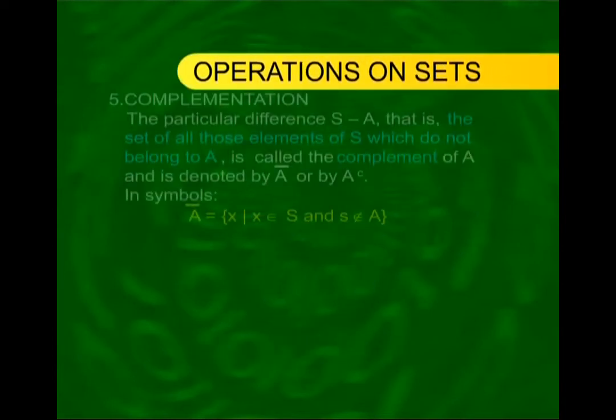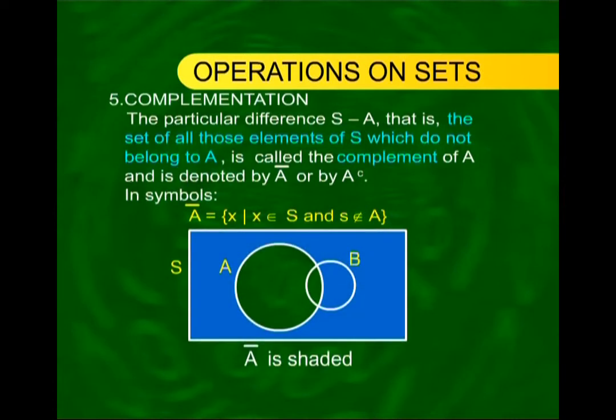And the last concept in this regard is that of complementation. The particular difference S minus A, that is the set of all those elements of S which do not belong to A, is called the complement of A, and it is denoted either by A bar or by AC. Symbolically, A bar is the set of all those x values which belong to S but which do not belong to A. In the Venn diagram that you now see, the shaded portion of the universal set S represents the complement of A, because it contains all those elements which are not contained in A.